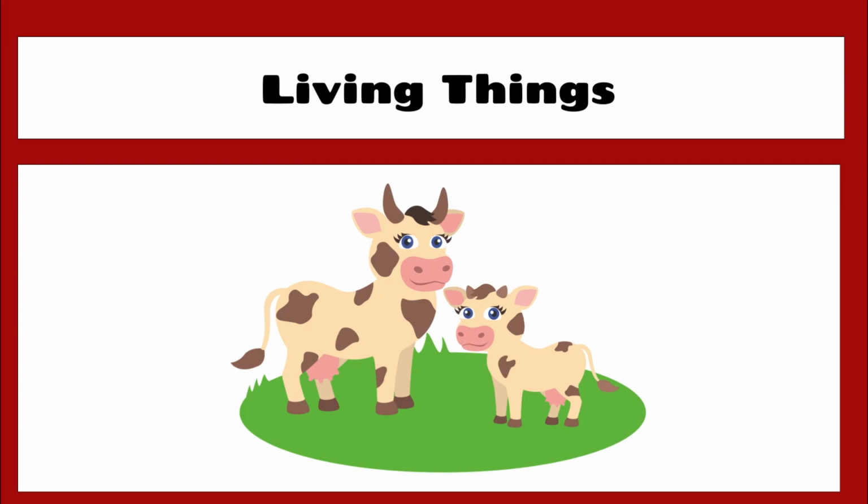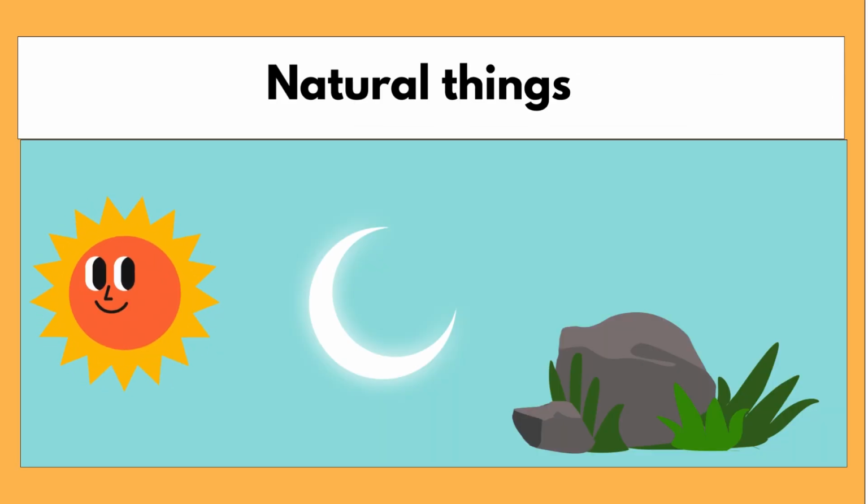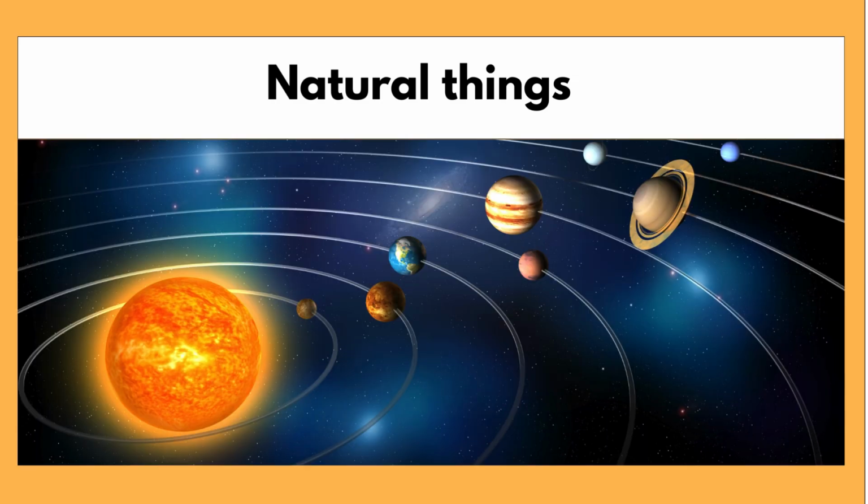On the other hand, man-made things are non-living things, like bag, chair, mobile, and car. Some are natural things like sun, moon, rock, and planets.